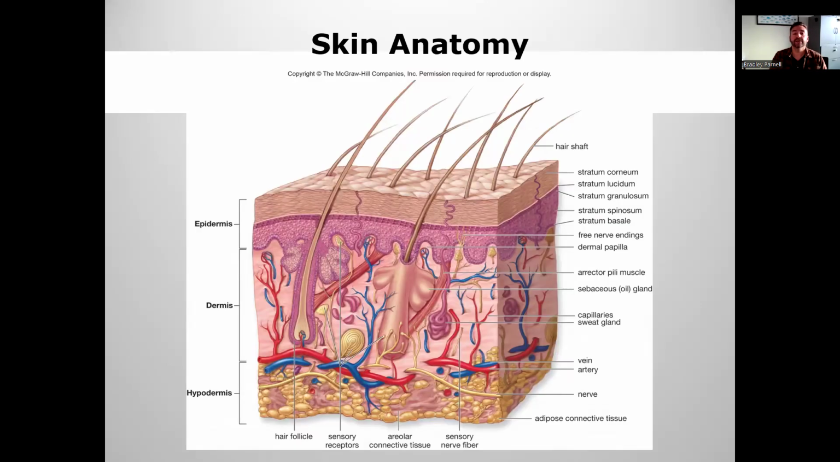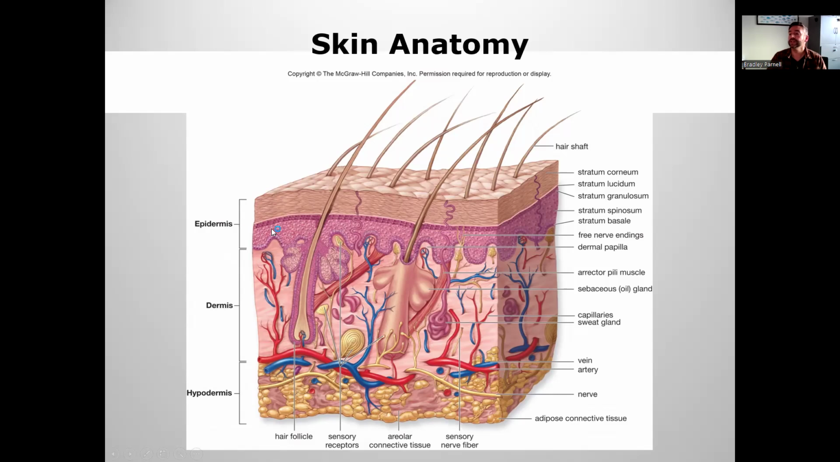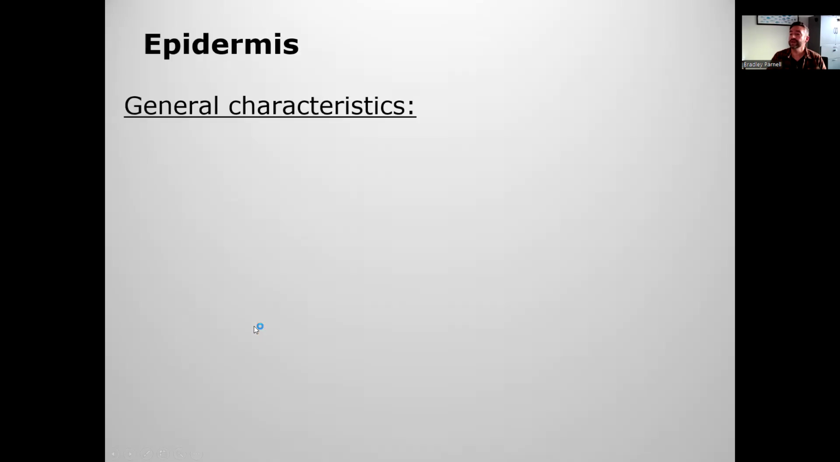So when we look at those layers, we're looking at the topmost layer first, the epidermis. So that's the most superficial. That's those layers of living cells at the bottom of the epidermis, and then these keratinized cells up at the top. We've got our dermis, which is the thickest portion of our skin, and then the hypodermis, where that adipose tissue is at the bottom. So we'll start with our epidermis.